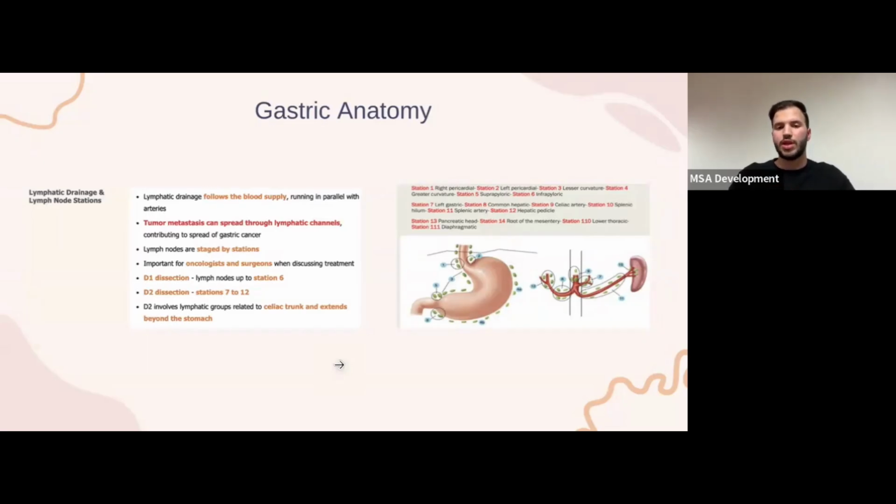So no need to know the names of the lymph nodes, we just have two dissections, and the first is from station 1 to 6 and the next is from 7 to 12.